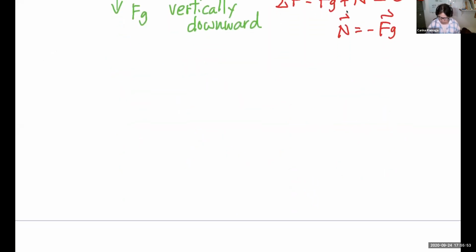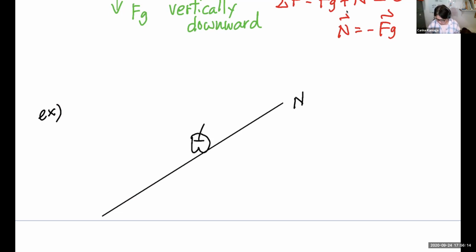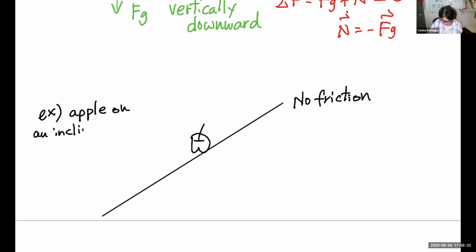Now we're going to look at the same apple. It's exactly the same apple, but let's tilt the plane that the apple is sitting on. So instead of an apple on a flat surface, now the apple is on an inclined surface. And to make things easier, I'm going to say there is no friction. Very slippery. So now another case is an apple on an inclined plane.